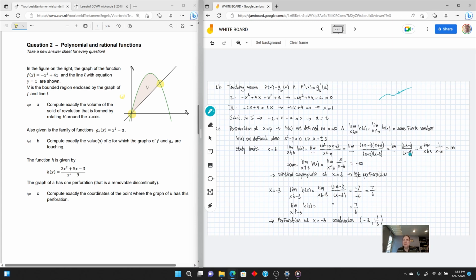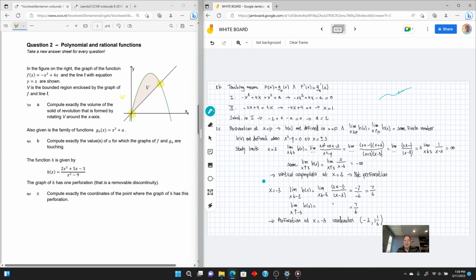Actually, you don't even need to do this, because from this result here, you already see, hey, this is not finite. It's not a finite number if I approach 3, so it's not a perforation. So this is maybe some extra work, but not required.